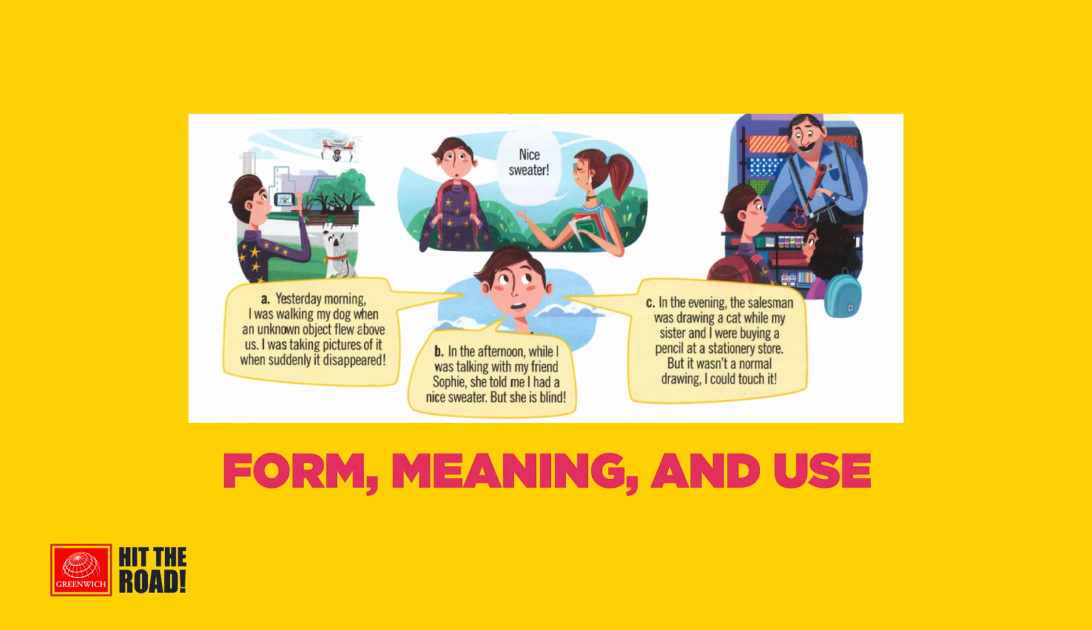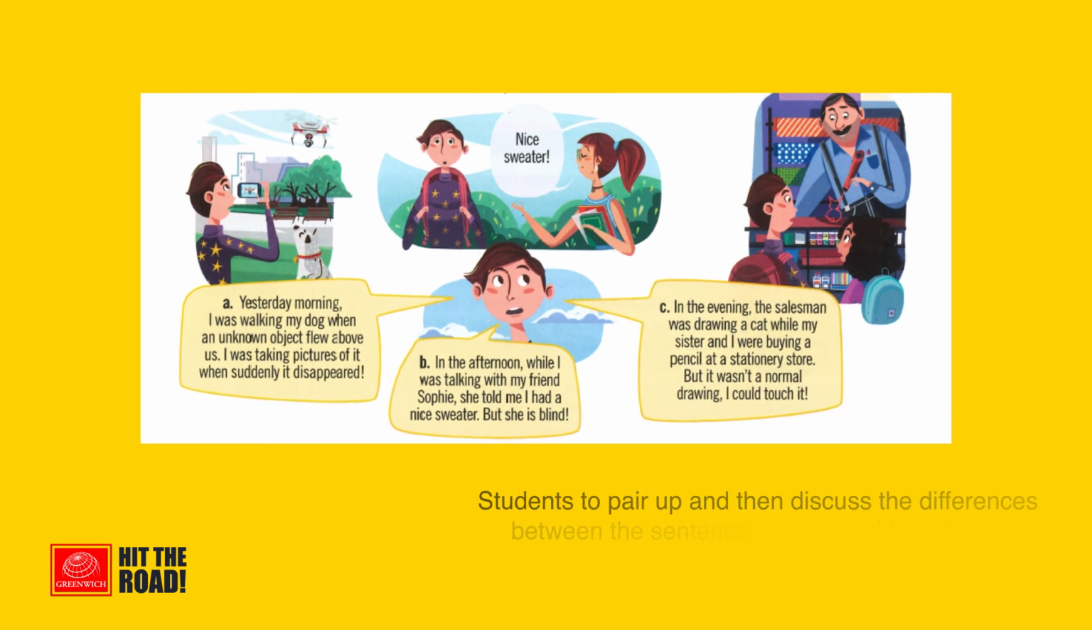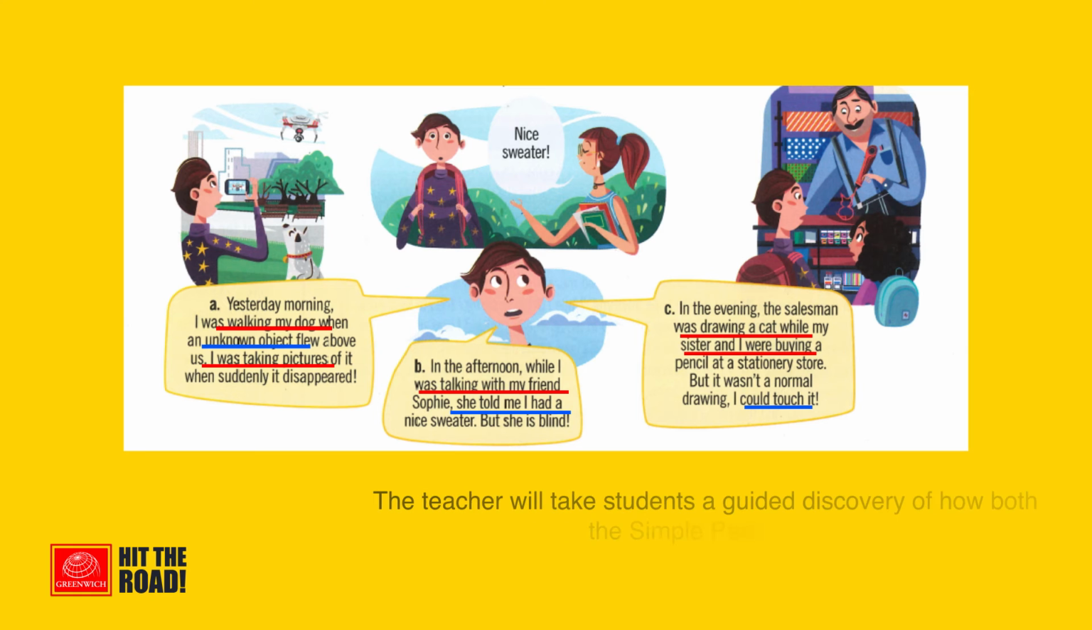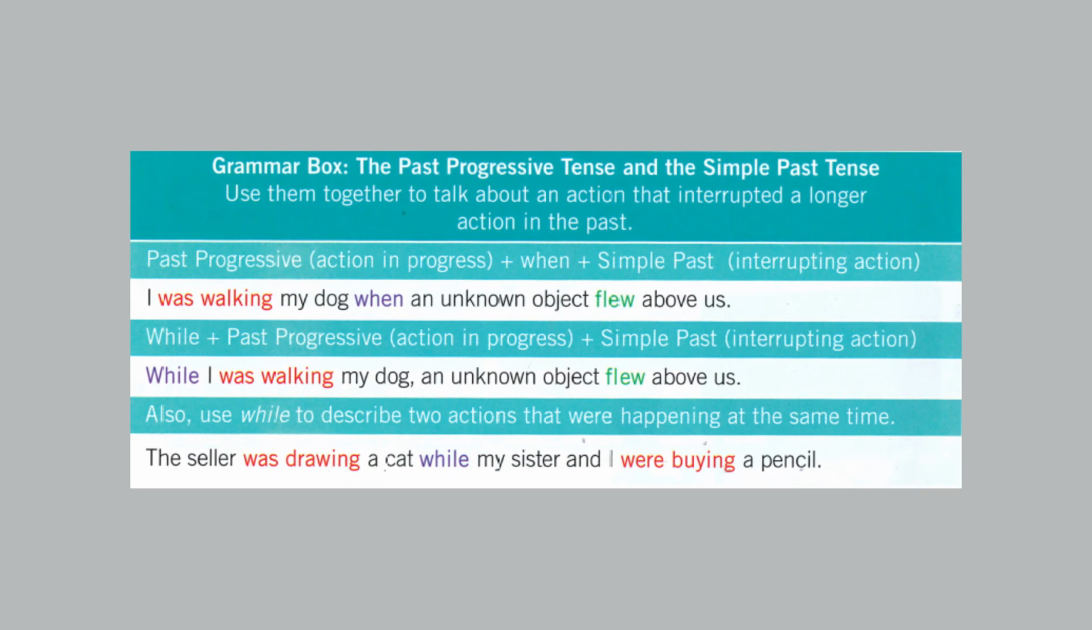To continue helping students learn the form, meaning, and use of the new language, students need to notice the difference between the 2 types of sentences. For example, the teacher can continue by asking students to pair up and then discuss the differences between the sentences underlined in red and the sentences underlined in blue. The teacher can then take students on a guided discovery of how both the simple past and the past progressive can be used to describe past events, how they are part of the same experiences, and how to use when and while. Finally, the teacher can go over the grammar box found in the book.